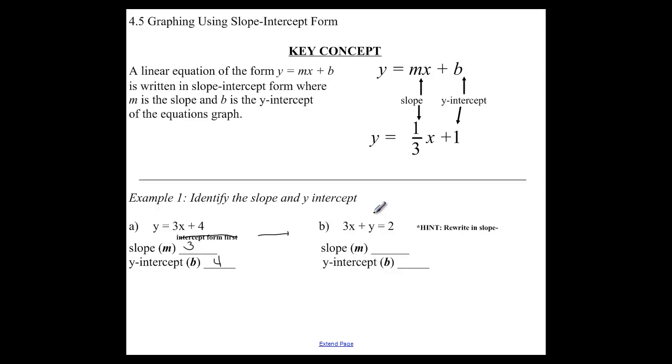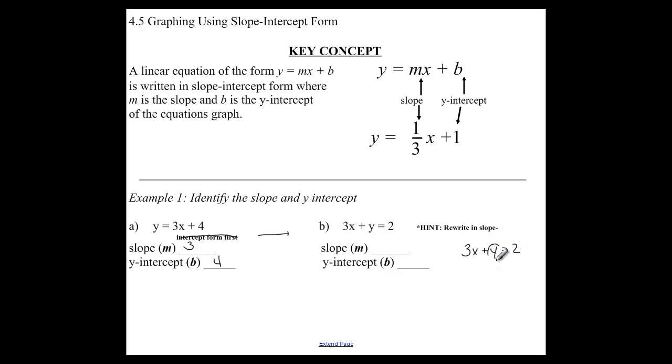In my second equation, I have 3x plus y equals 2. Well, this is not written in the form y equals mx plus b. One of the big indicators is the fact that my y term is not isolated on one side of the equation. So I'm going to come over to the side of my paper, and I'm going to start this problem by rewriting it to get it in slope-intercept form.